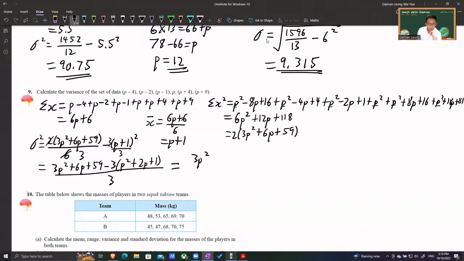So it's 3p squared plus 6p plus 59 minus 3p squared. Different sign: minus 6p minus 3, over 3. 3p squared minus 3p squared is 0. 6p minus 6p is 0. So 59 minus 3, 56. So I'm left with 56 over 3. That is the final answer.